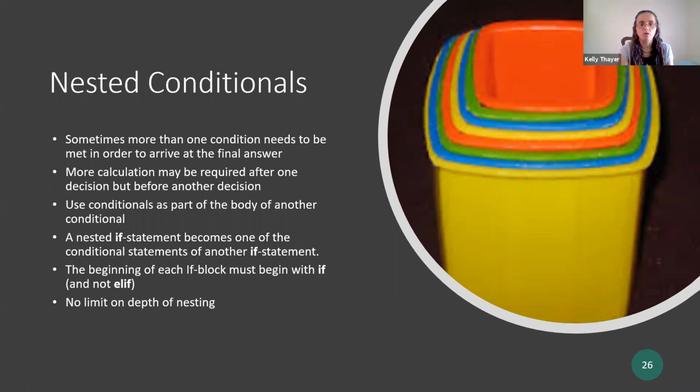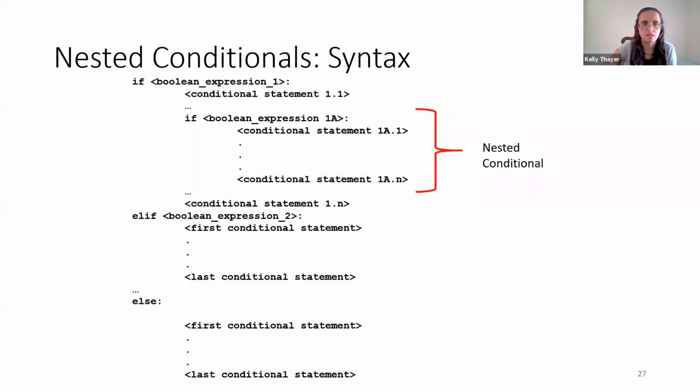That is, the new if statement can be indented inside as part of the branch of another if statement that's on the outside, and so they can be wrapped into each other. So the beginning of each if block must begin with if and not elif. There is no limit on the depth of nesting. So let's take a look at what this actually means. It's like first you ask one question and then there's a second question, okay? And we can have nesting in any or just a single one. There are all different combinations of where the nesting could occur.